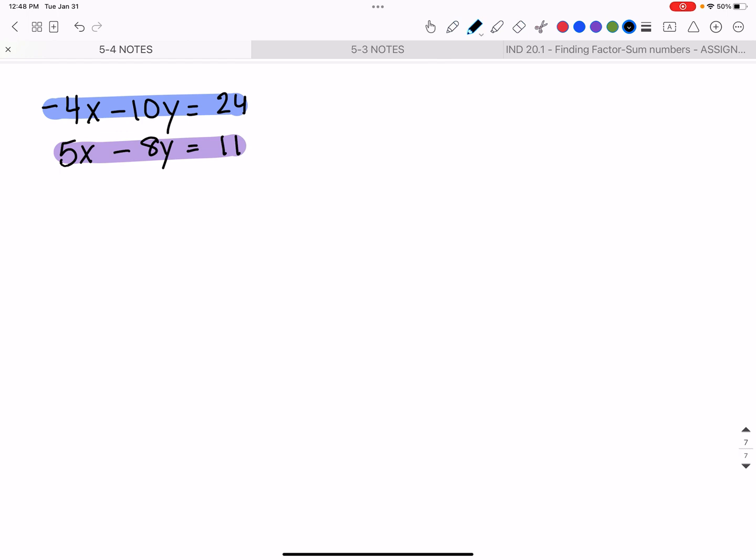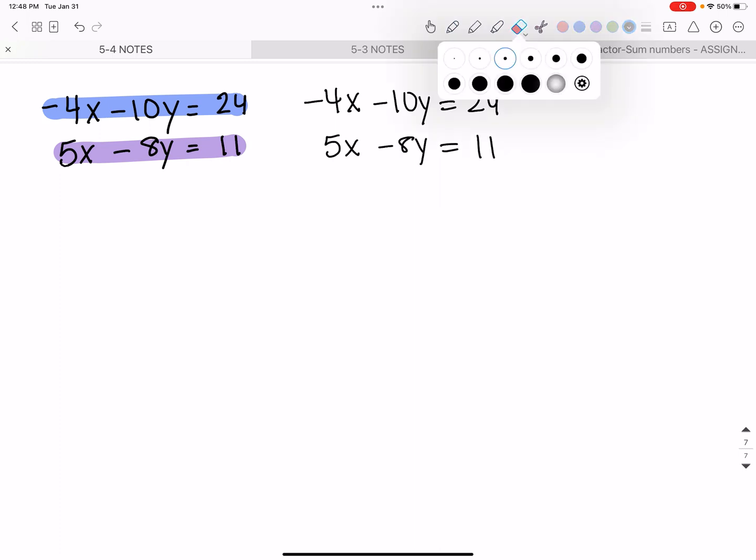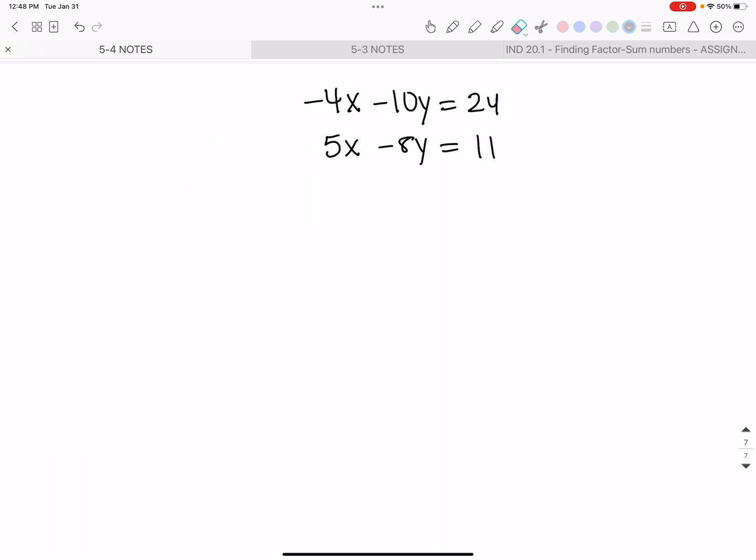So the first thing you look at is your columns, okay? I kind of already have everything highlighted, so I'm going to rewrite this so I can get rid of those highlights. So negative 4x minus 10y equals 24, and 5x minus 8y equals 11. Okay, so I have these two equations, and I need to start deciding what I want to make go away.